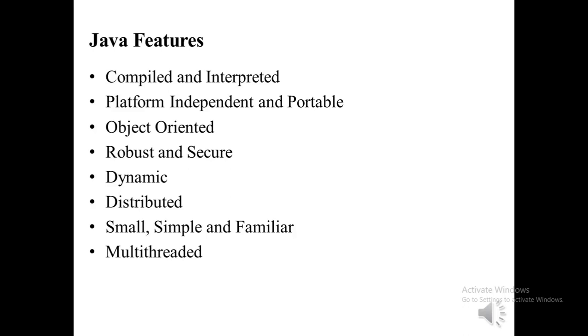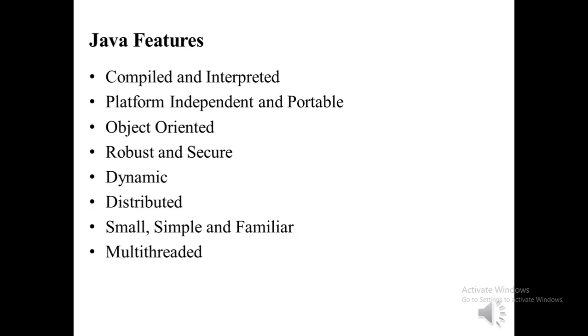The first feature of Java is that it is an easily compiled and interpreted language. It's platform independent and portable. After compilation of programs, we get bytecode which is compatible with each and every platform. That's why Java is a platform independent, portable language. It's an object oriented language. It's robust and secure as it is a strongly typed language.